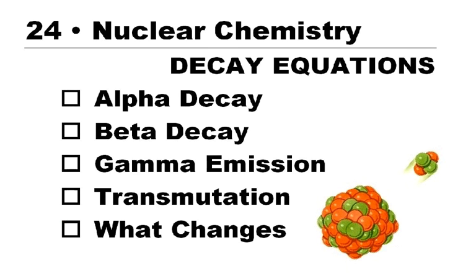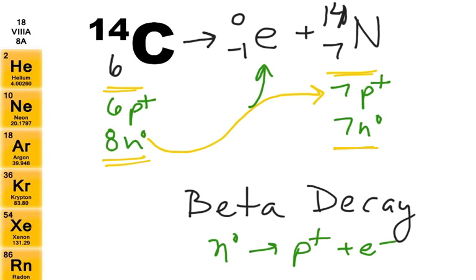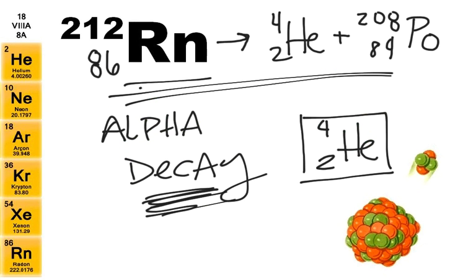Now, we were looking at this. We've seen alpha decay, we've seen beta decay, we've seen gamma emission. We talked about what changes, but did we have transmutation? Here we started with phosphorus, we ended with sulfur, so this beta decay would be transmutation. Same thing here, we started with carbon, we ended up with nitrogen, so that was a transmutation. Radon going to polonium, also a transmutation. So each of those would have been a transmutation. That's it.